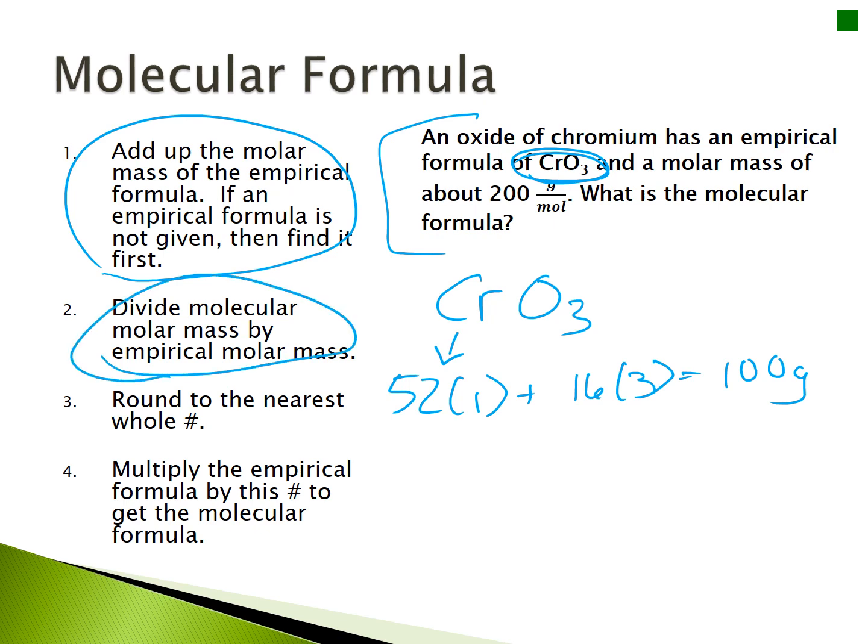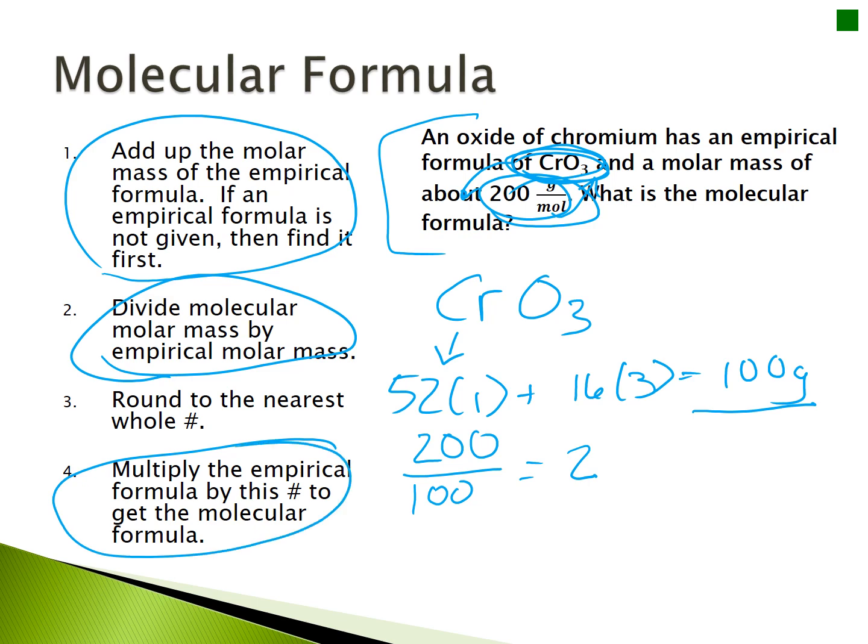Then divide the molecular mass by the empirical mass. What you're trying to do is figure out the molecular mass of this guy was 200 grams. So how many of these empirical guys of CrO3 are found in 200 grams? Well, each one is 100 grams. So all you have to do is take 200, divide by 100, and you get 2. Round this number to the nearest whole number. You should be really, really close to a whole number, like 1.999999 or 2.05 or something like that. So you get 2. Now multiply the empirical formula by this number to get the molecular.